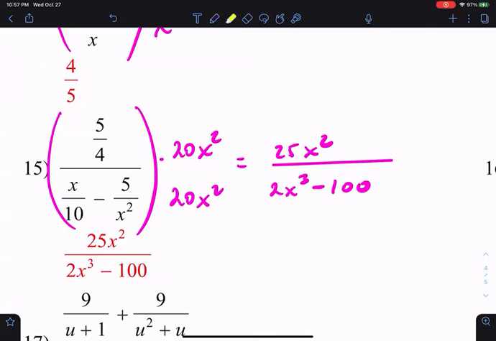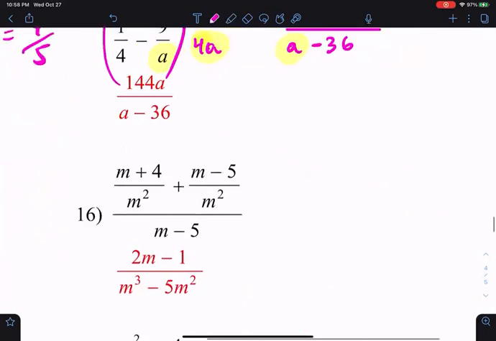Because this 20 with this 4 simplifies into 5. And 5 times 5 is 25x squared. Then for the denominator, this 20 divided by 10 is 2. 2 times x squared is x cubed, right? And then this cancels out with this one, and then you have negative 5 times 20, which is negative 100, right? Like that.